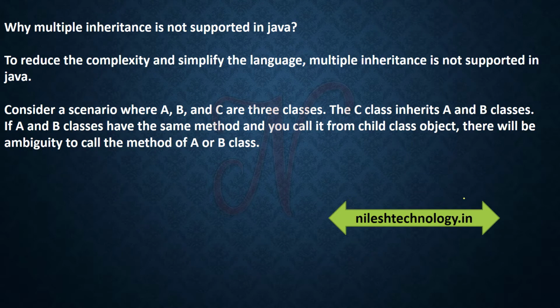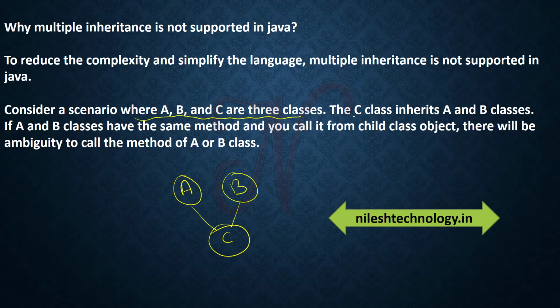Next one is multiple inheritance. Java does not support multiple inheritance. Multiple inheritance means there are multiple parent classes which have a common child class. This type is not available in Java, in order to reduce complexity and simplify the language. Here is one scenario where A, B and C are three classes, and class C inherits A and B.